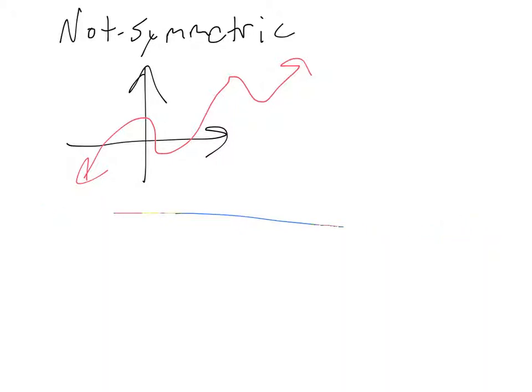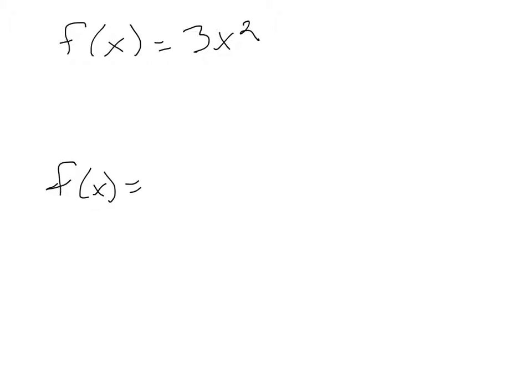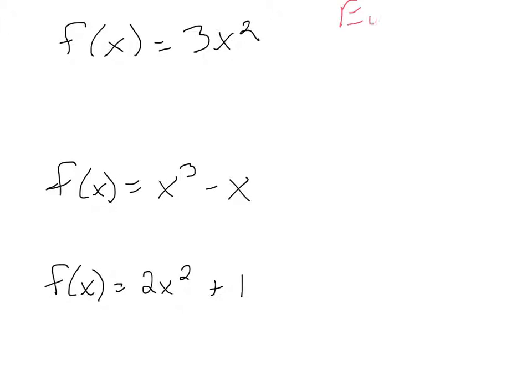I'm just going to go into a new slide here. So for instance, let's say I have the function f of x equals 3x squared, and another function f of x equals x cubed minus x, and then a function f of x equals 2x squared plus 1. All right, so I'll do the first one with you, and then I want you to use that same idea to do the second two. So for the first one, in each case I want to know, are the functions even or odd or neither?